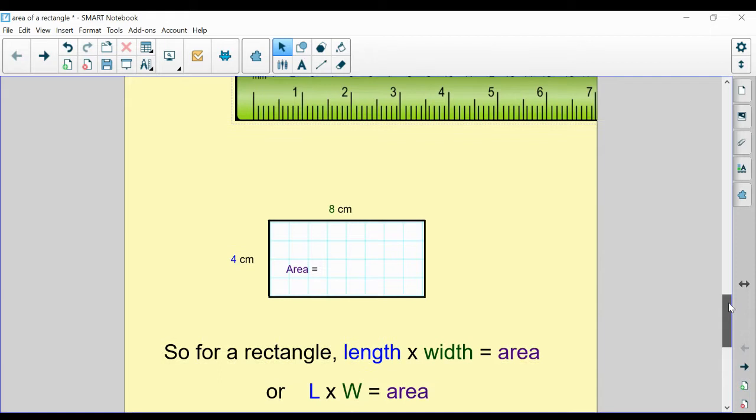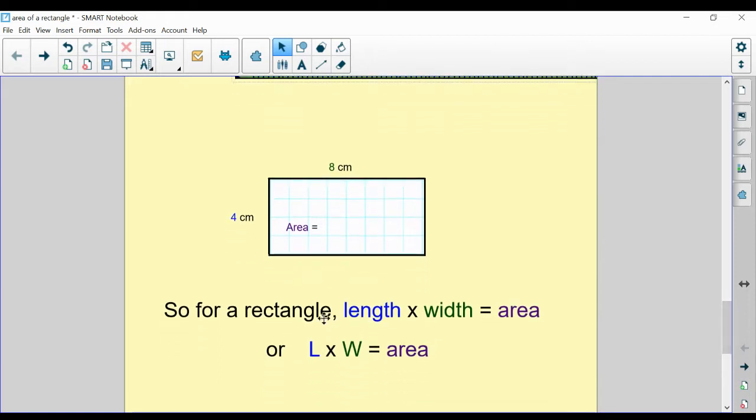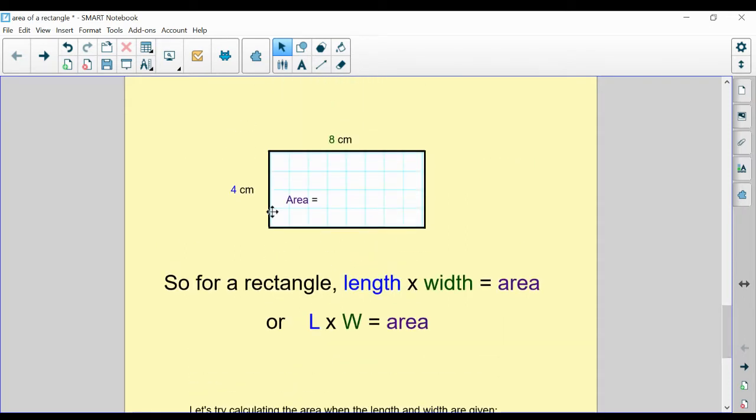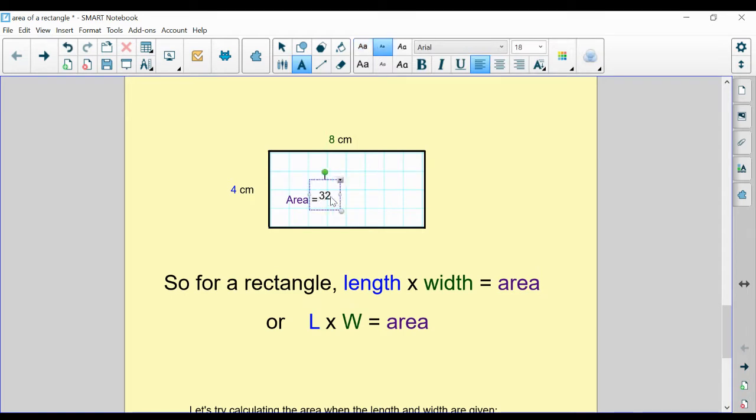So for a rectangle, if I just simply do the width, and I multiply it by the length, 8 times 4, that is my area, length times width. So 8 times 4 equals 32. Now, the way that I would write that would be 32 square centimeters. That's the area of that rectangle. If I would count all these little squares in here, I would find, I count 32 square centimeters.